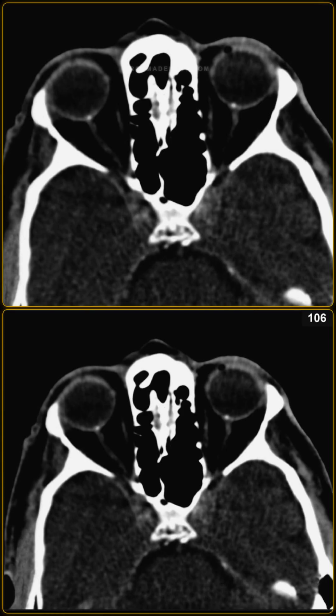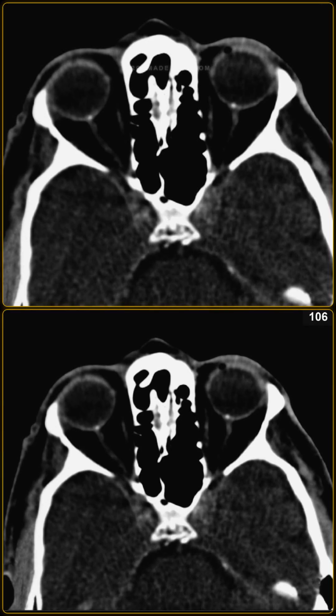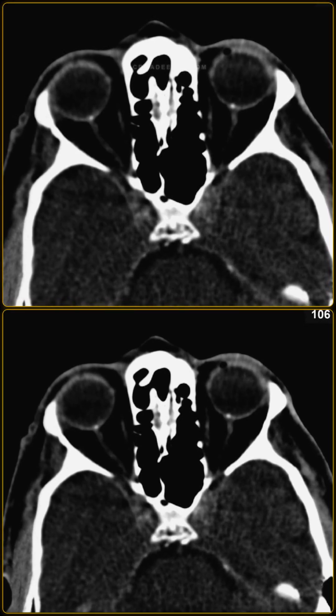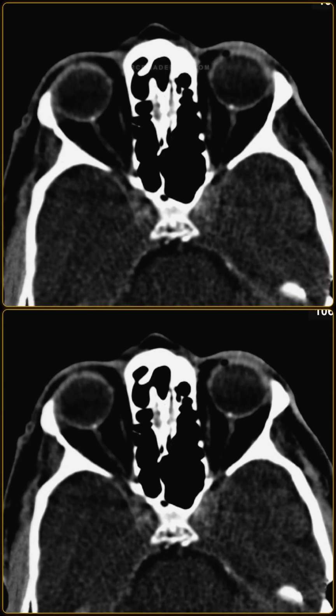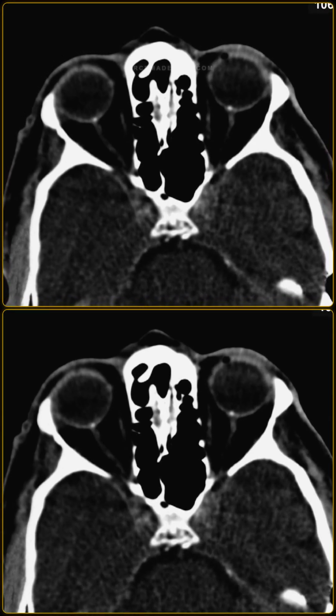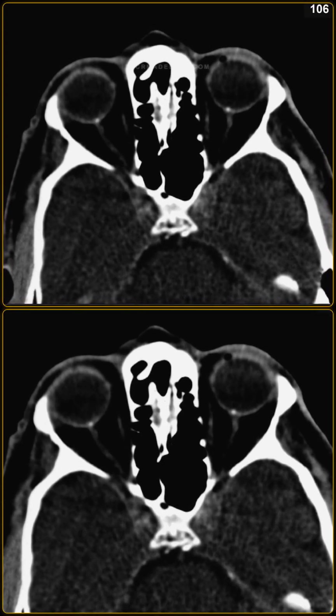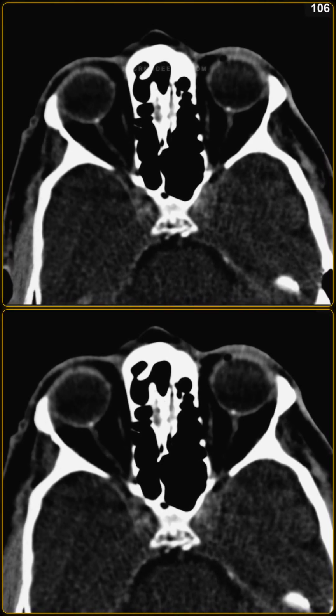If systemic calcification is suspected, checking serum calcium and parathyroid hormone levels would be prudent. Finally, I would reassure the referring clinician that there are no features of an intraocular mass effect, or abnormal enhancement to suggest malignancy.